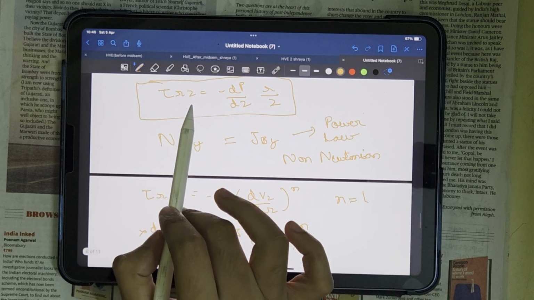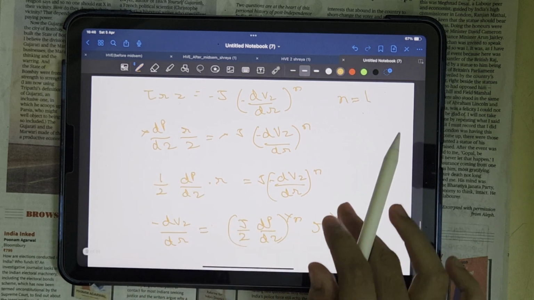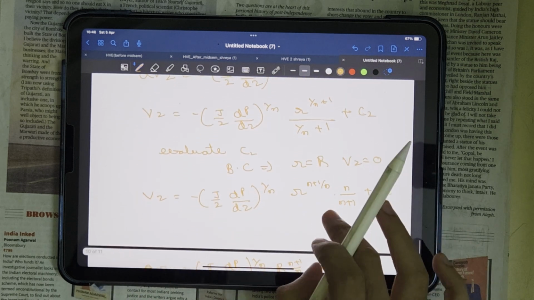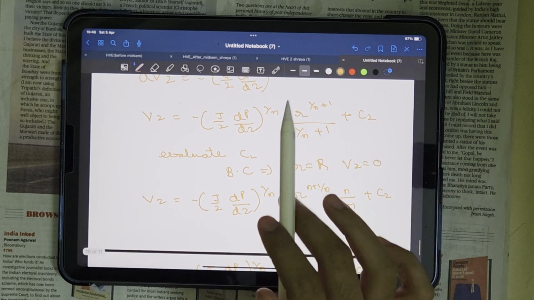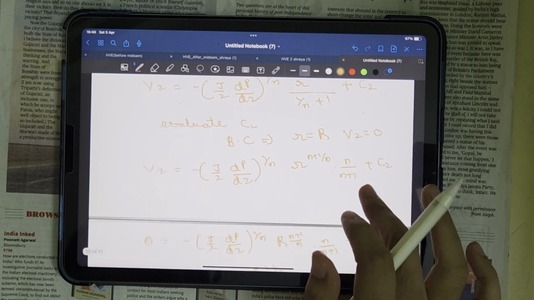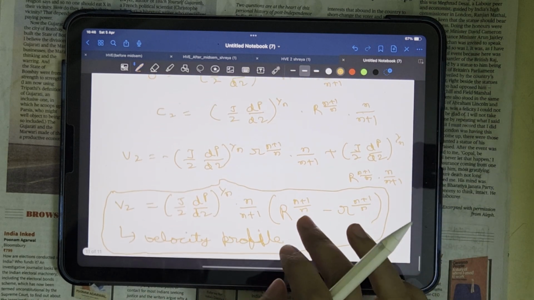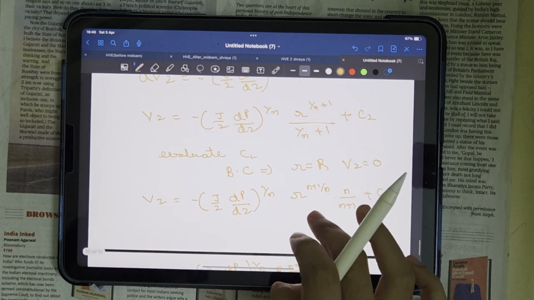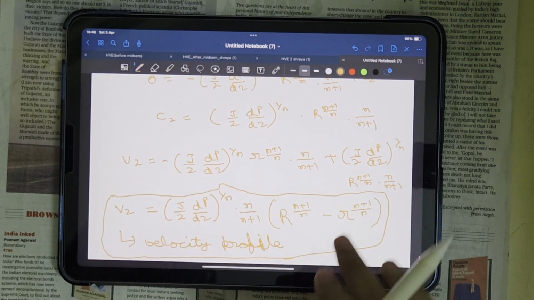So eventually we reached this equation where we had to evaluate C2, and to evaluate C2 we had a boundary condition that at r equal to capital R, our Vz becomes 0, and from there we got our C2. Then we substituted that C2 into this velocity equation, and from there we got velocity, and this is a simplified velocity profile equation. Thank you.